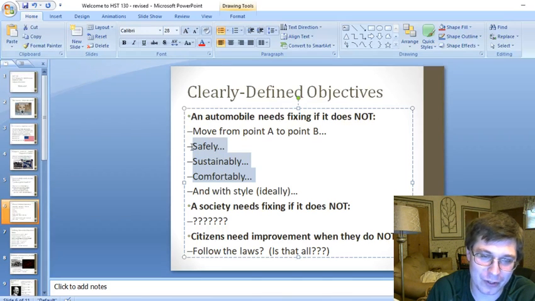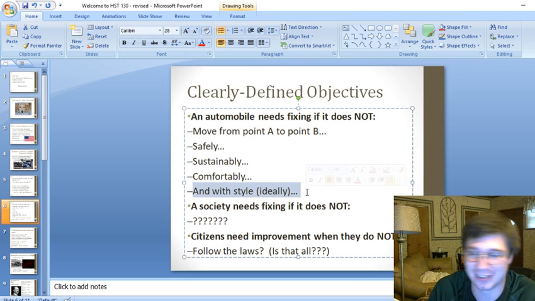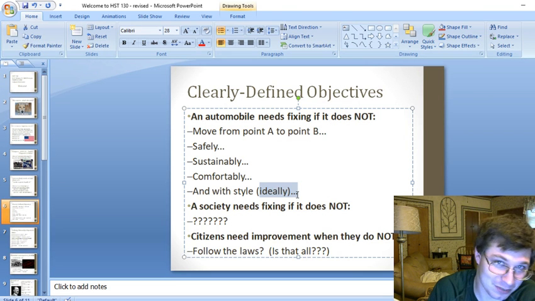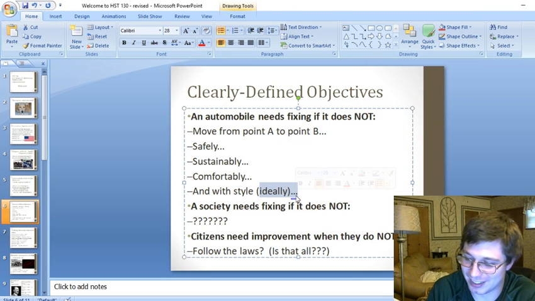You kind of know whether your car is doing what it should be doing, or at least there are ways of finding out if you're accomplishing these objectives. To be able to travel with style, that's another objective, although one that's more ideal. If you're like me, you might not want to spend the money on fixing a dent in your car just because it doesn't convey the style that you're going for.